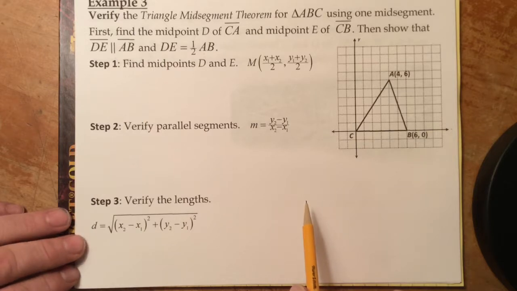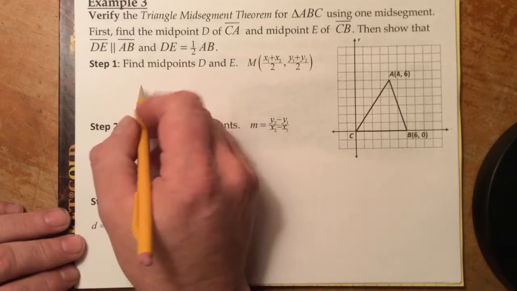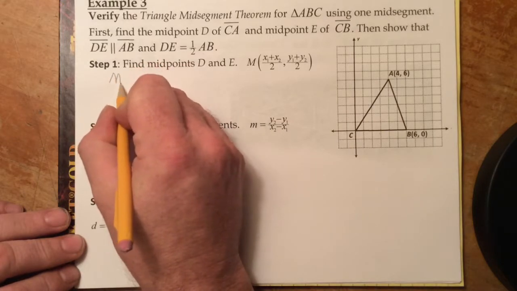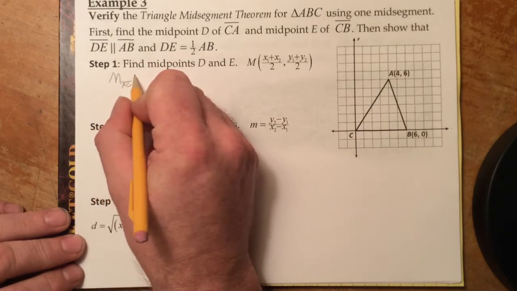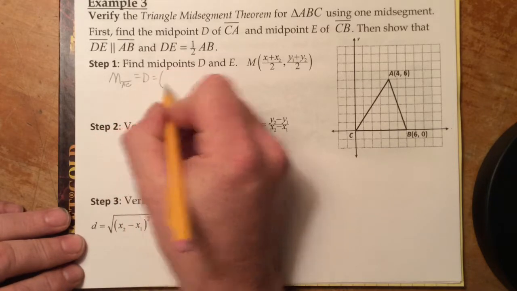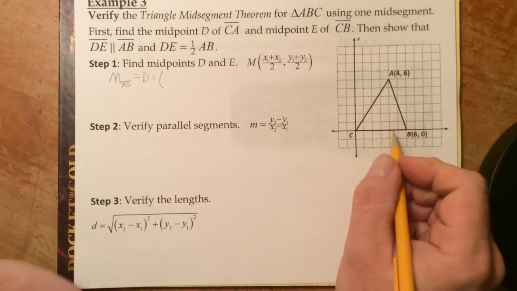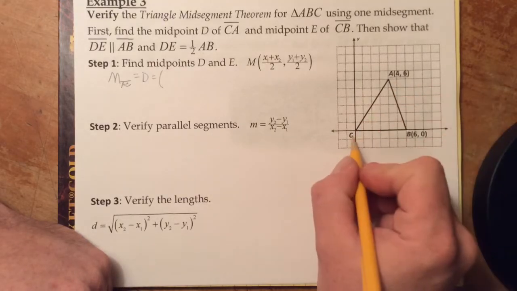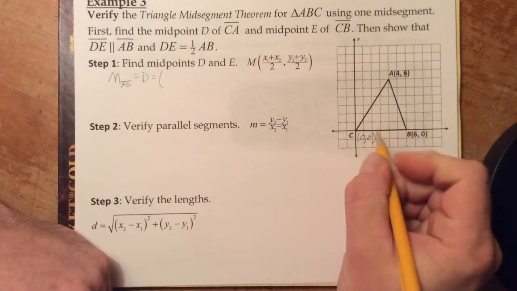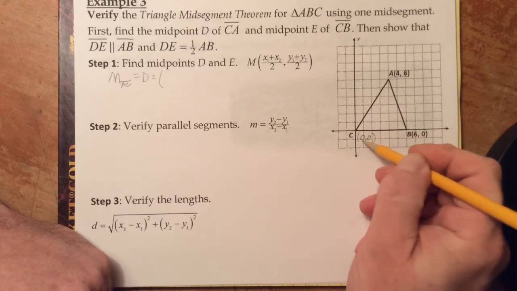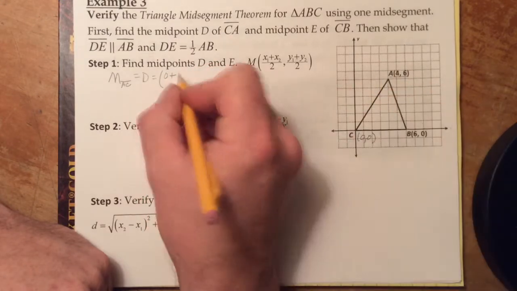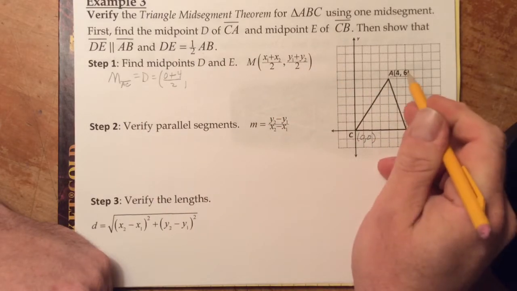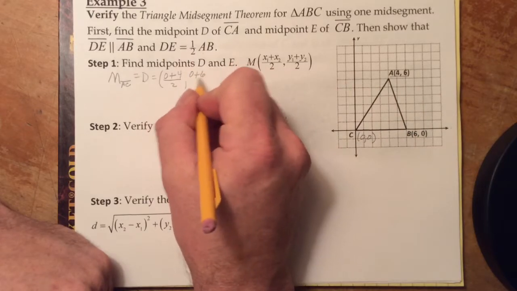Step 1, find the midpoints D and E. Since D is the midpoint of AC, we find the midpoint of AC, which is D, according to the formula for midpoint: x1 plus x2 over 2, comma, y1 plus y2 over 2. So A is an endpoint and C is an endpoint. C is at 0, 0. C is my second point, so I'm going to start with x2, which is 0, plus x1, which is 4, over 2, comma, now for the y's, back over here, 0 plus 6 over 2.